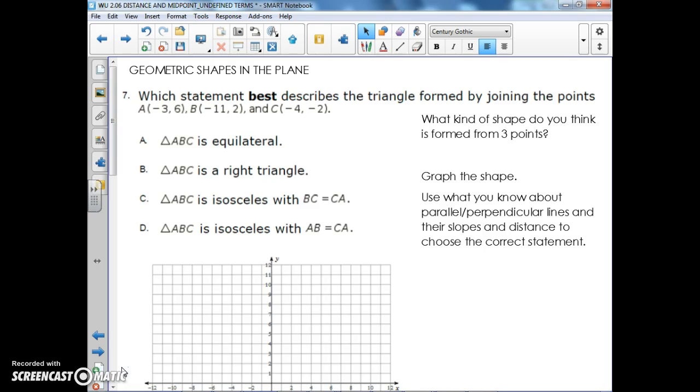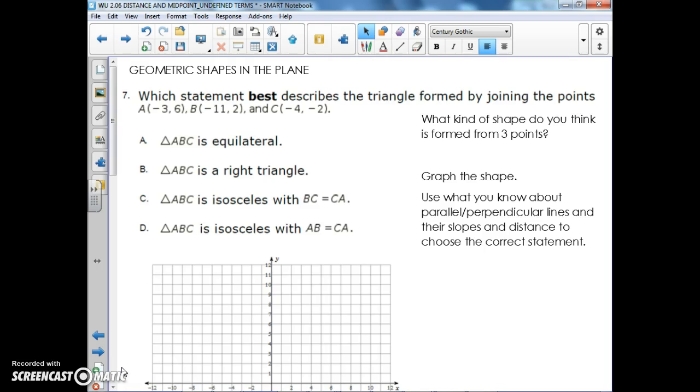So the first problem says, which statement best describes the triangle formed by joining the points A (-3, 6), B (-11, 2), and C (-4, -2)? All right, so the first thing you need to do is think about what you know about triangles. You guys had a sheet that had your two-dimensional shapes on it and gave you characteristics of each. Some things we know about triangles should be that they can be scalene, equilateral, and isosceles.